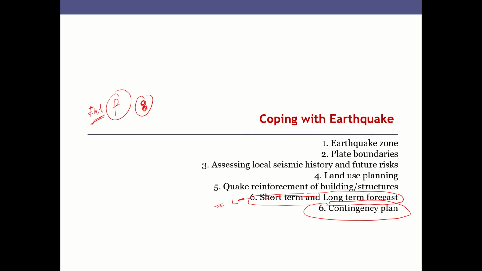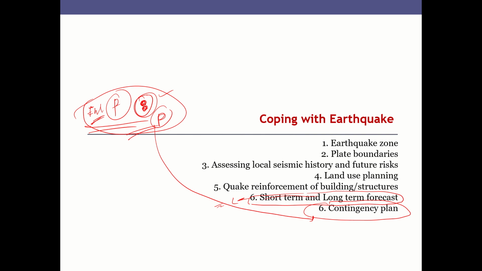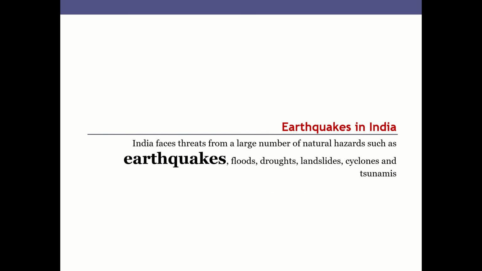Contingency plan. Let's say we have forecasted, or we are a little pessimistic in our approach, but still this helps. How do we plan in case there's a disastrous event? That plan is required. That is also considered under coping strategy. So I think with this I will stop here.